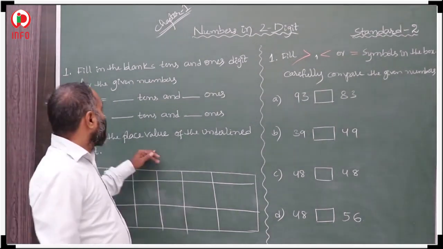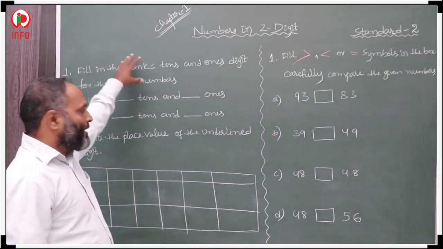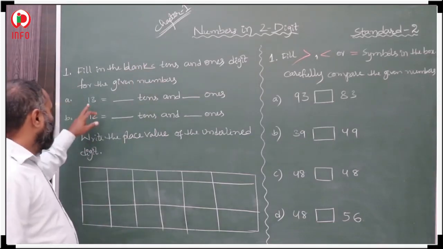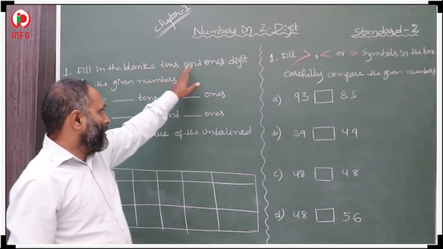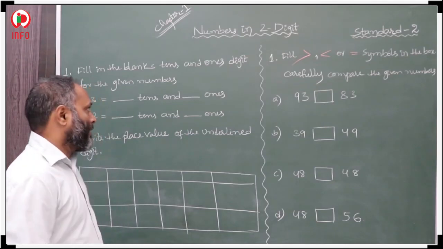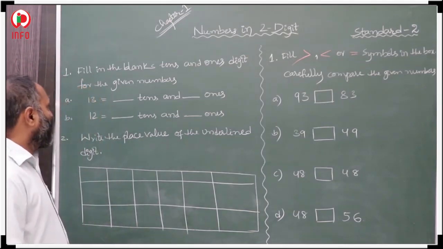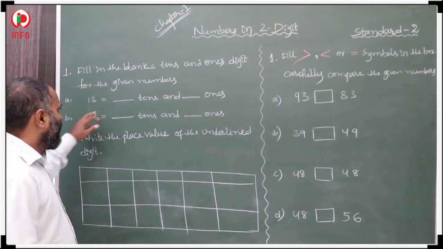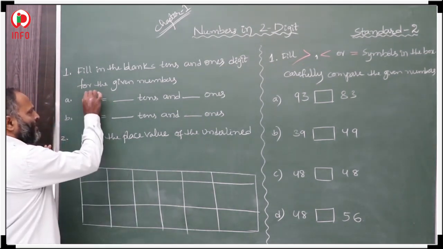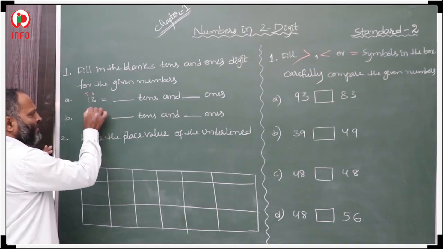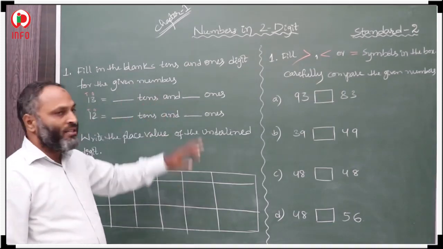Yes, now students, here in the first question the blanks were given. In this blank what is given? Fill in the blanks: tens and ones digit. What are the following given numbers? In the first number, 13 is given. In 13 this is ones, this is tens. Dash tens and dash ones.